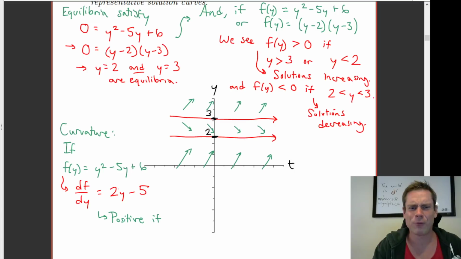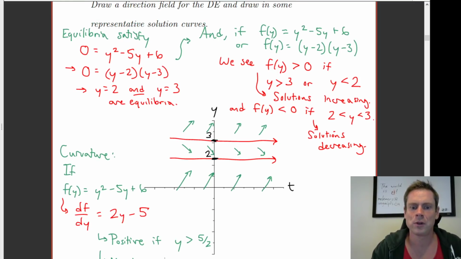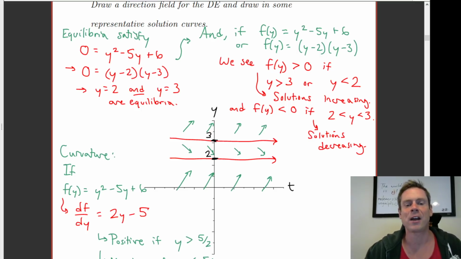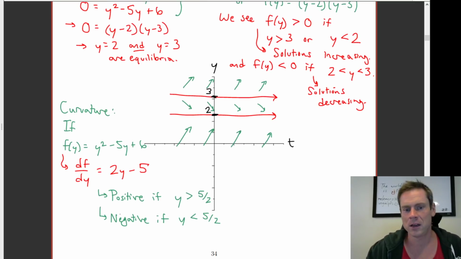So this here, you might be able to see, is positive if y is bigger than 2.5, 5 halves, and negative if y is less than 5 halves. I can see that that quantity is going to be like that, right? Plug in a value if you want. If you put in a 0 here, you'll see df dy is equal to negative 5, and so on. So I have that df dy is positive if y is greater than 5 halves.